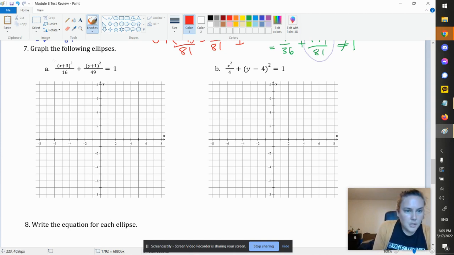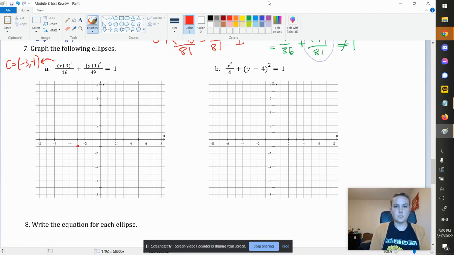All right, so first off, let's find the center. The center here is negative 3, negative 1. I just changed the plus 3 and plus 1's sign. Negative 3, negative 1. Boom, center found. The minor axis, or half the minor axis, is 4, because it's 4 squared. Because 16 is under x, this is how far left and right we go from the center. So we go over by 4 to the left and to the right.